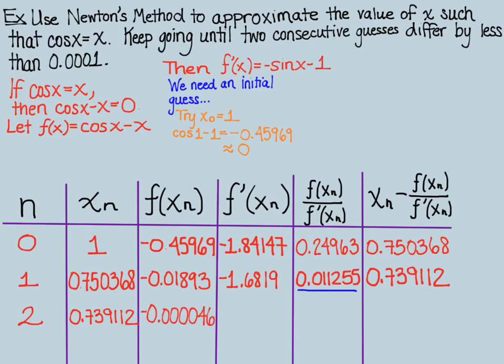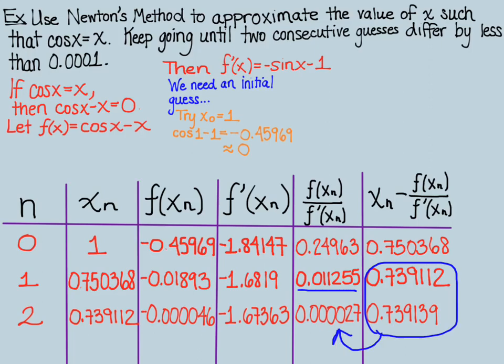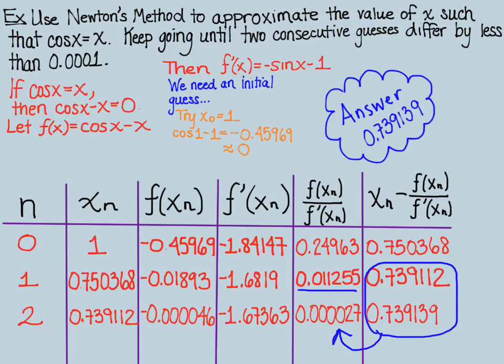F of x sub n is going to be negative 0.000046. F prime of x sub n is negative 1.67363. The ratio is 0.000027, and the final value is 0.739139. This time, the difference between these two values is 0.000027, which is what we were looking for. They differ by less than 0.0001. So our final answer is 0.739139.